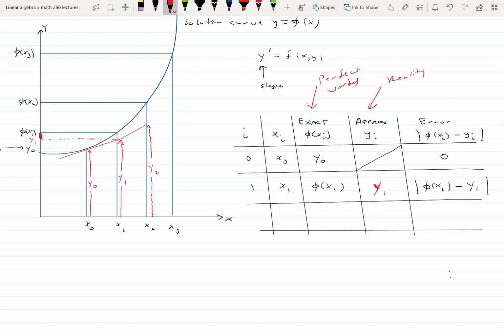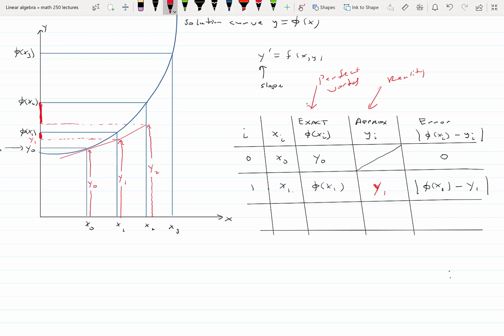I'm trying to make it solid in red. That little red distance is our error. Now look at y2. y2 is this y value. Look at the error now. That's the problem with Euler's method, that as you move on from point to point to point, your error increases, generally speaking. Okay, so how do we get phi of x3?